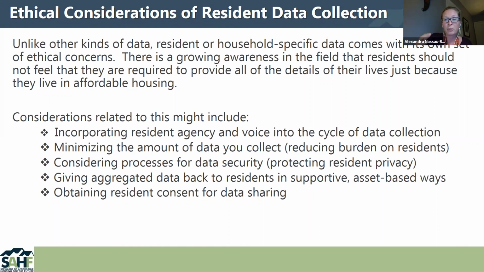So in an effort to balance both our desire to be really supportive and to help support families and seniors, we wanted to provide a number of considerations.